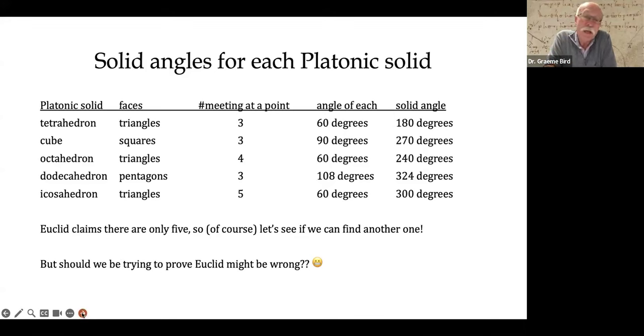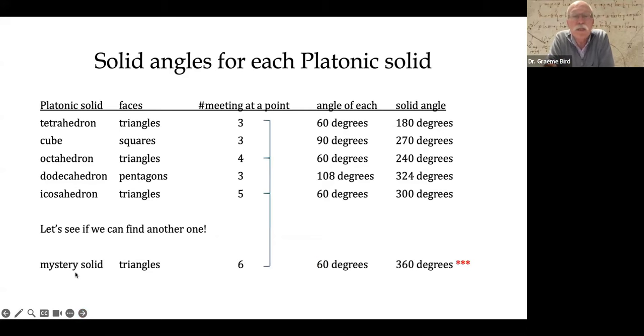Should we be trying to prove him wrong? Well, whatever. So here's my new mystery solid. We already had 3 triangles meeting at a point, then 4, then 5. What if we had 6 triangles meeting at a point? That would give us a solid angle of 360. And then I got 3 asterisks there. William, do you know why I got 3 asterisks there? Because 360 degrees would be a flat plane and thus could not create a solid.